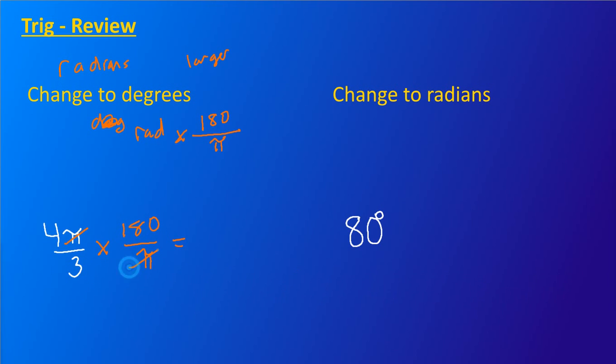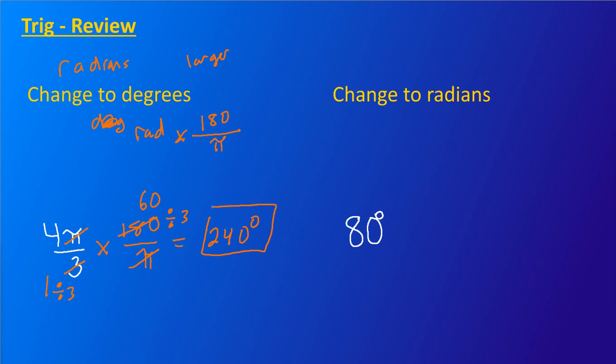And we do see that the pi's cross-cancel. So the pi's go away, and the 3 will cancel with the 180. What I'm doing here is dividing both of these by 3. So 3 divided by 3 is 1. So I'm left with 1 right here, and 180 divided by 3 is 60. So that leaves me with 4 times 60, and that gives me 240 degrees.